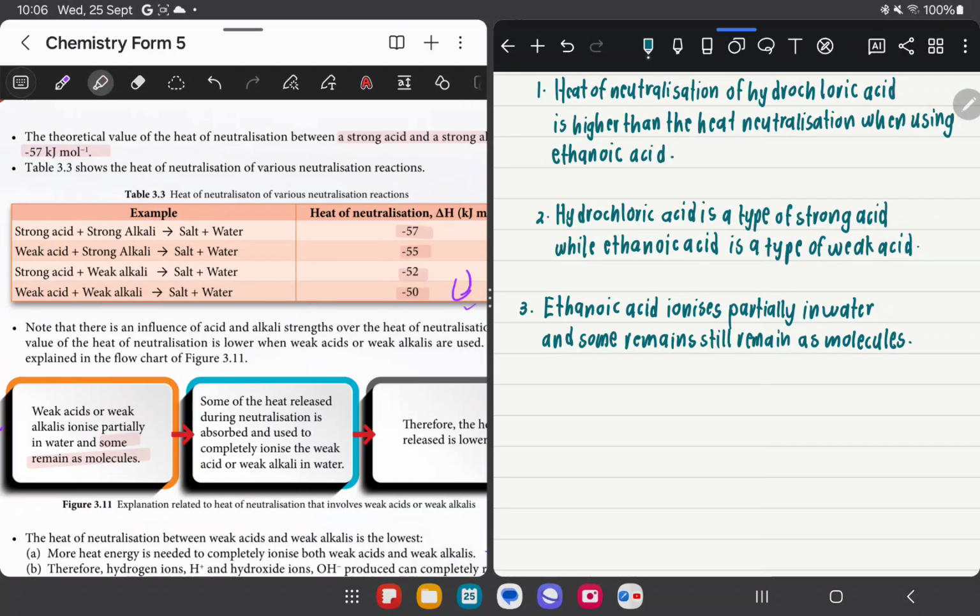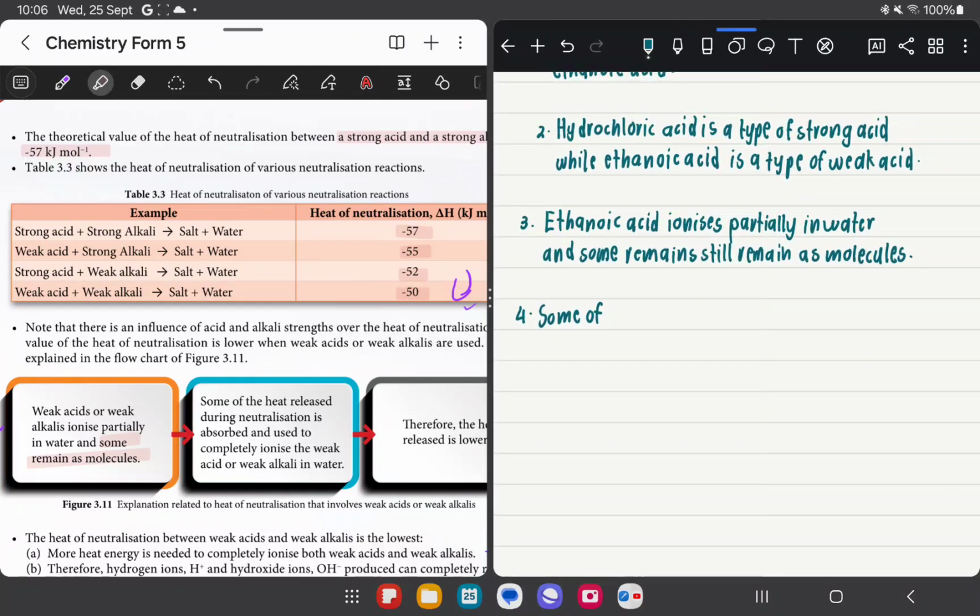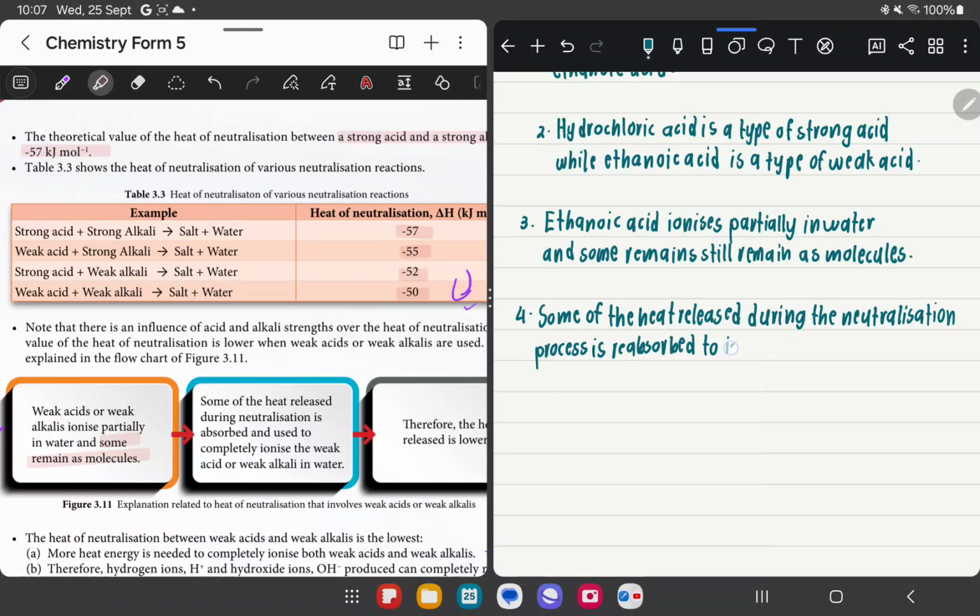So what is the problem when it remains the molecule? So some of the heat release, maksudnya first dia akan ionize, dia akan release some heat. That heat they will use balik. The one that dia release, dia akan tarik balik to ionizekan yang mana still dalam bentuk molecule. Dapat tak? Okay, some of the heat released during the neutralization process is reabsorbed to ionize completely the remaining. Okay, ataupun nak write like the textbook also boleh lah, tapi I follow the textbook.